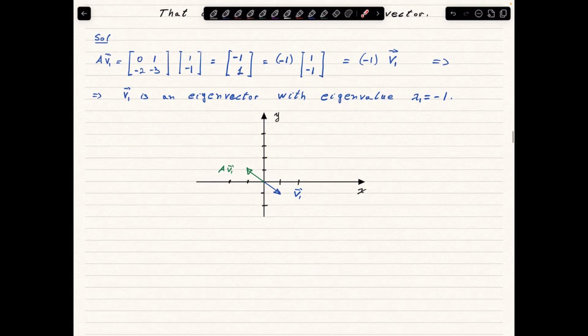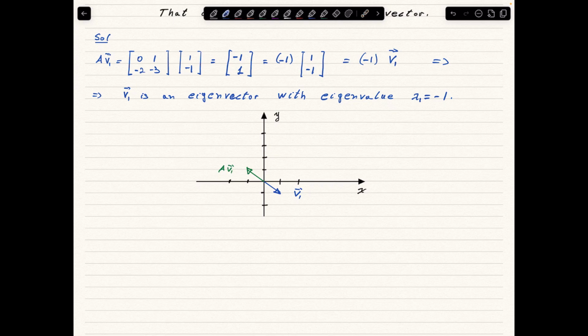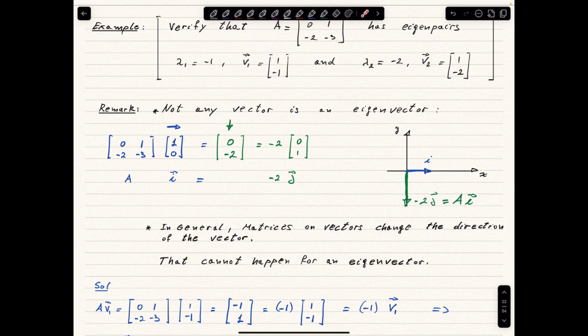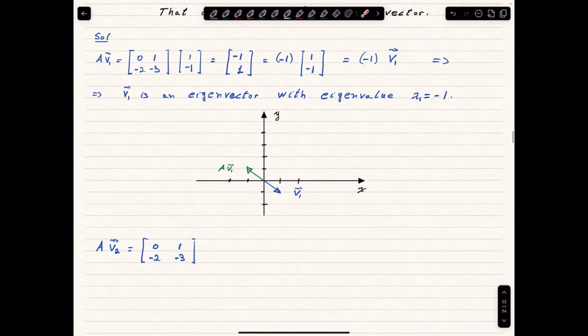Let's verify that the other vector is also an eigenvector. We have the matrix A acting on the vector v2. The matrix A is 0, 1, negative 2, negative 3. What was the vector v2? Vector v2 is 1, negative 2.